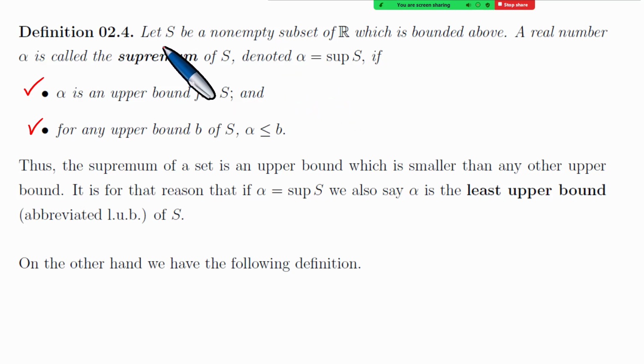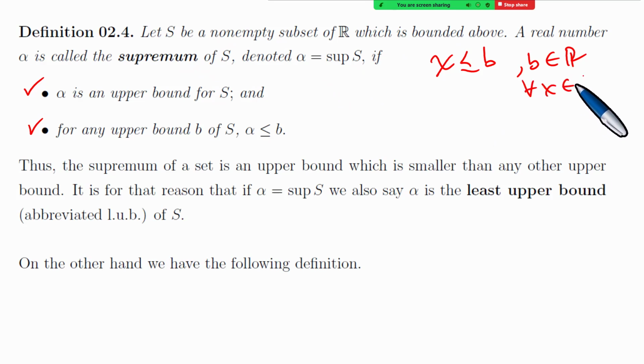So first we begin with S. We let S be a non-empty subset of R which is bounded above. Being bounded above actually means that there's a B, an element of R, such that for all the x's in S, this B is bigger. So a real number alpha is called the supremum of S, denoted by the supremum of S is alpha, if alpha is an upper bound for S.